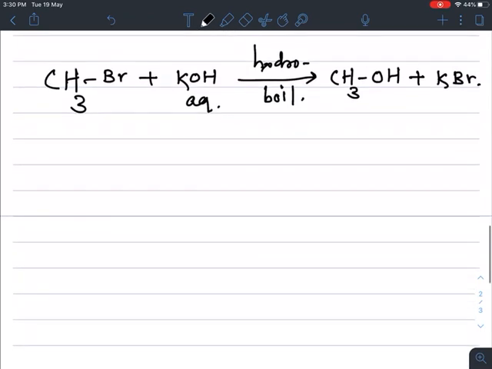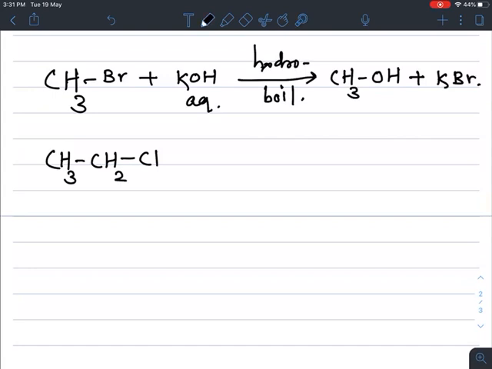If we take one more example, a 2 carbon containing alkyl halide, CH3CH2Cl. What is the name of this alkyl halide? It is a 2 carbon containing chlorine derivative. So what are its common and IUPAC names? Its common name is ethyl chloride, and its IUPAC name is chloroethane.